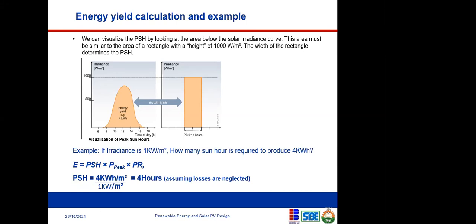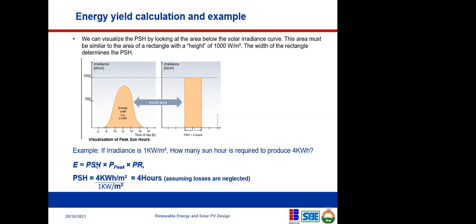So example, if irradiance is 1 kilowatt per meter square, how many sun hours are required to produce 4 kilowatt hours? Okay, so 4 kilowatt hours is our energy yield. We are given the irradiance, which is 1 kilowatt per meter square. And I think we have to assume the performance ratio in this calculation because we are not given any performance ratio here. Or we just assume it to be 1.